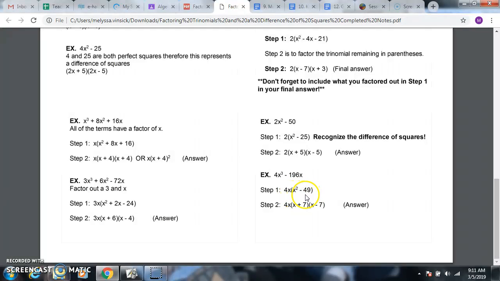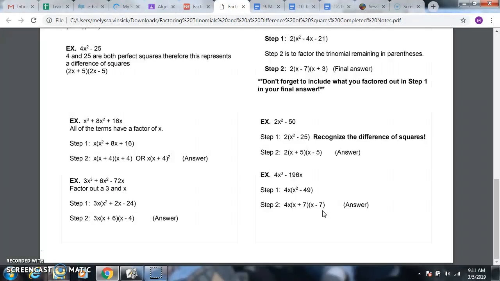Again, what's left over is a difference of squares. 49 is a perfect square, 7 times 7. And it is subtraction in between, so I can actually factor it. So I get 4x on the outside, x plus 7, x minus 7 is the final answer.